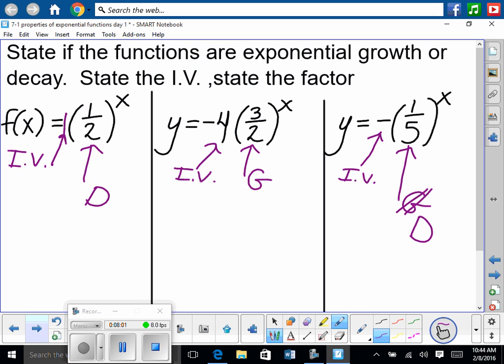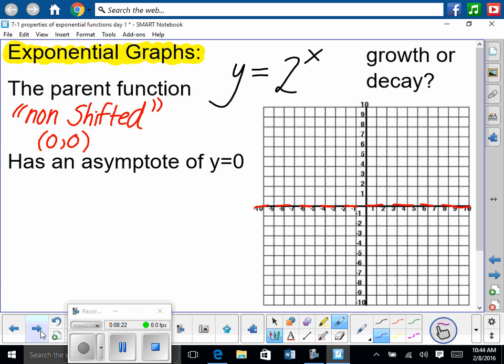Wait, so it has to be bigger than 1 and not be the initial value? Yes, good question. For growth or decay, you only look at the factor, not the initial value at all. So this negative has no effect. We only look at this. Okay. So let's practice graphing.